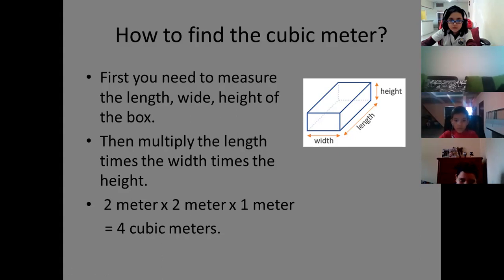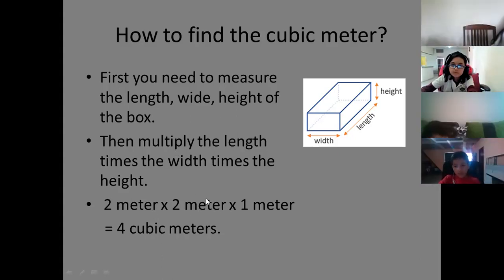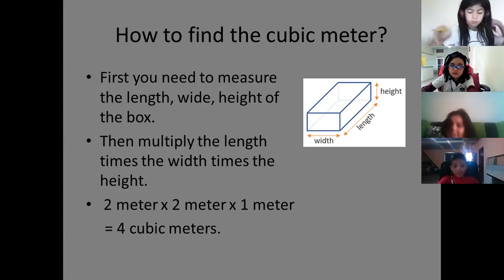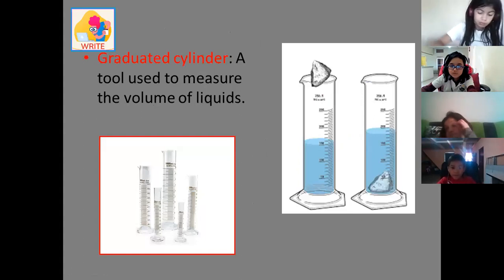So we need to measure all that, and then we're going to multiply the length times the width times the height. So imagine that the length is 2 meters, and the width is 2 meters, and the height is 1 meter. It means that I'm going to have 4 cubic meters. In that way, we can measure a box. Okay, so here we go.